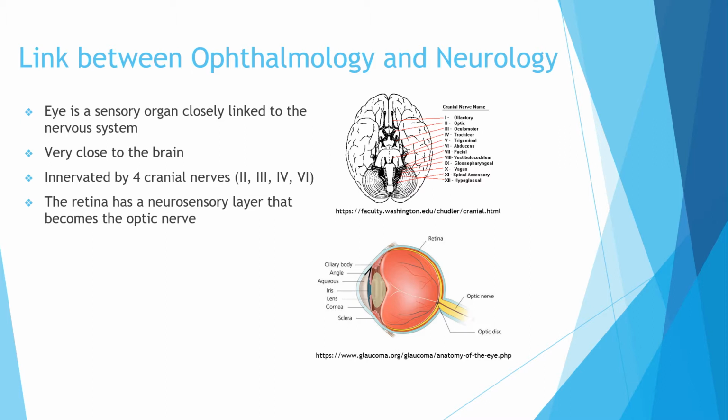detecting light through the optic nerve, and 3 for the extraocular movement using the inferior rectus, superior rectus, medial rectus, inferior oblique, as well as the levator palpebrae superioris in the upper eyelid, 4 for the superior oblique muscle, and 6 for the lateral rectus. The retina also has a neurosensory layer within the series of layers that eventually becomes the optic nerve.